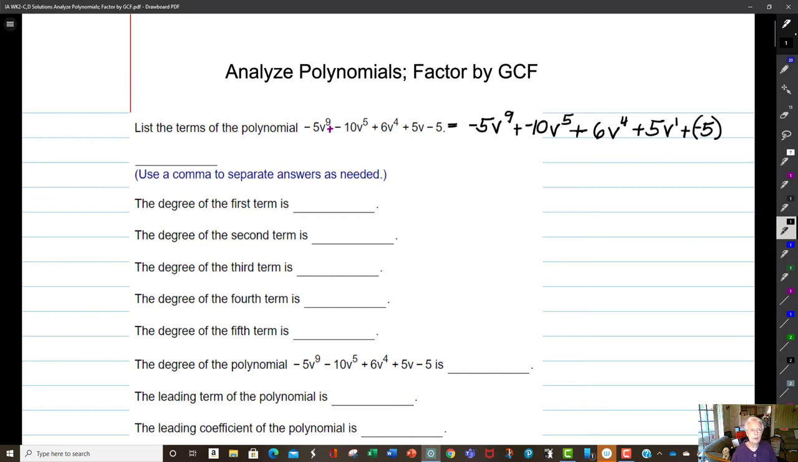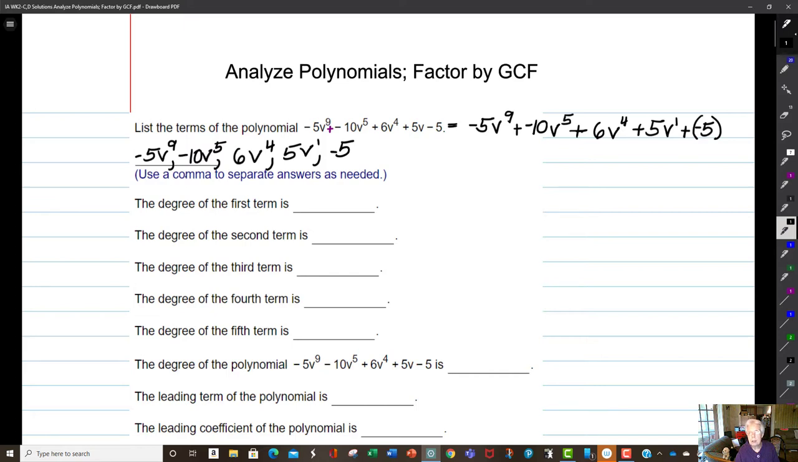All right, now we're going to answer the questions. List the terms of the polynomial. Okay, I'm going to list them. And it says to put commas between the terms. Negative 5v to the ninth, comma, negative 10v to the fifth, comma, 6v to the fourth, comma, 5v to the one, comma, negative 5. These are the terms of this polynomial, which I rewrote here.